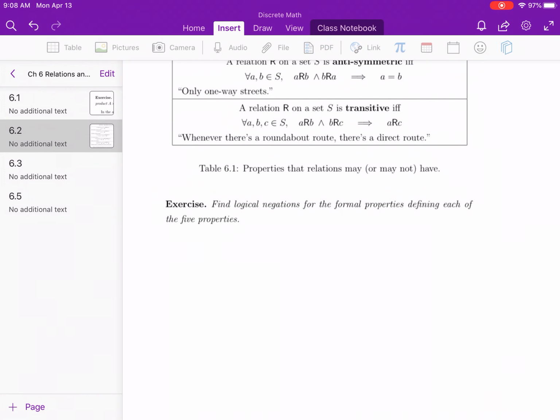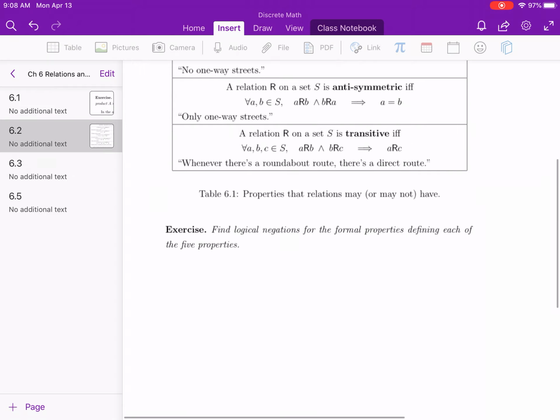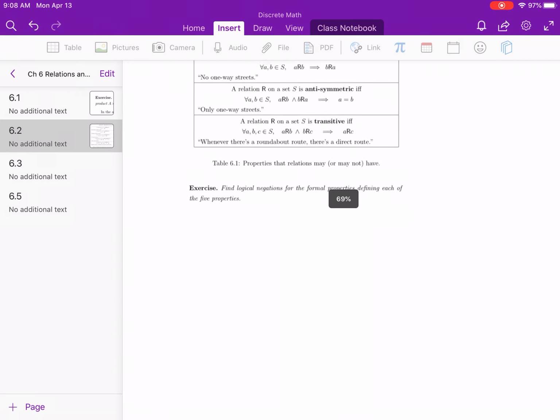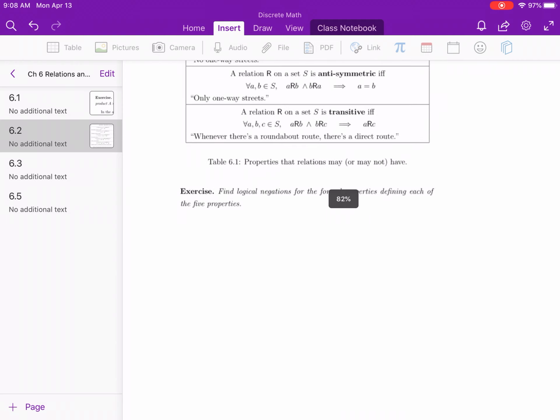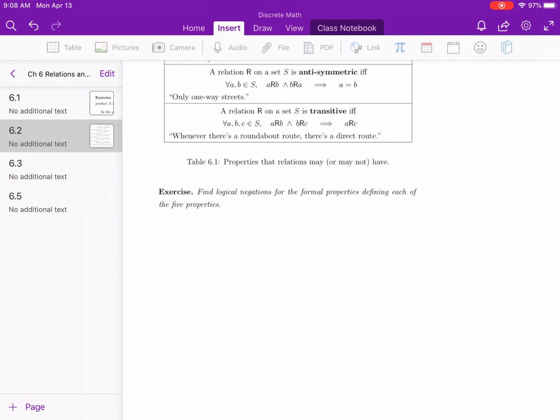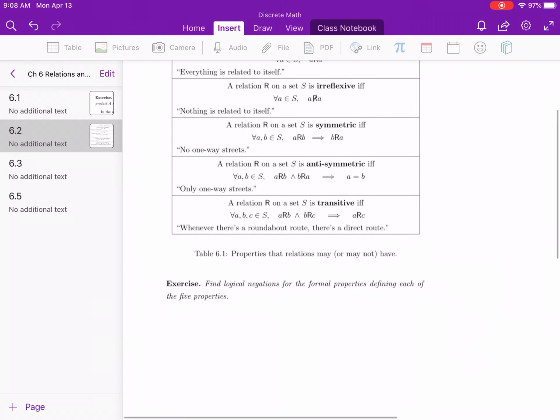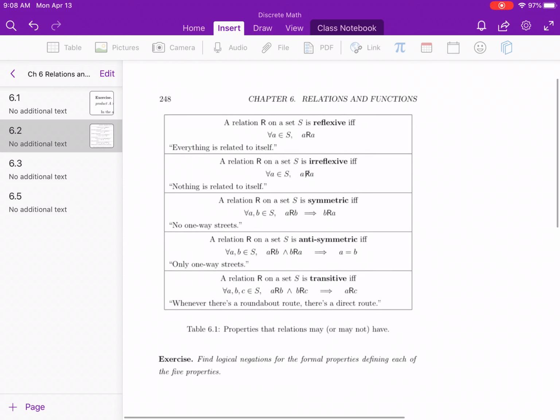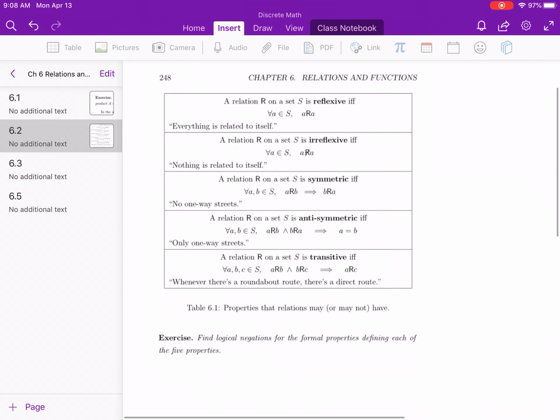All right, let's look at some stuff from 6.2. So, chapter 6 is about relations, and 6.2 gives us some properties that relations can have. So, reflexive, irreflexive, symmetric, antisymmetric, and transitive.